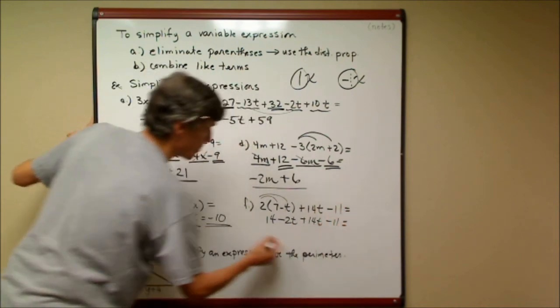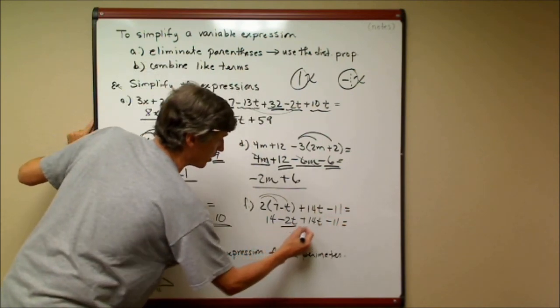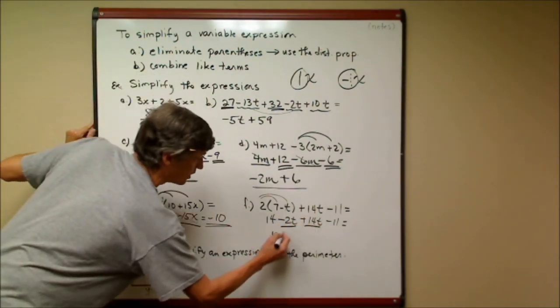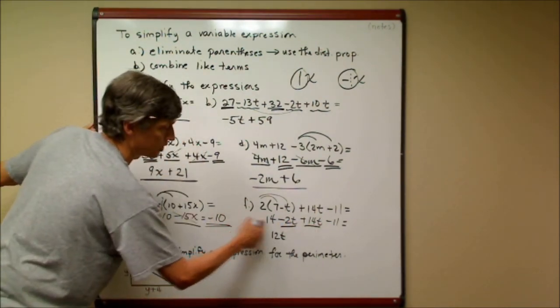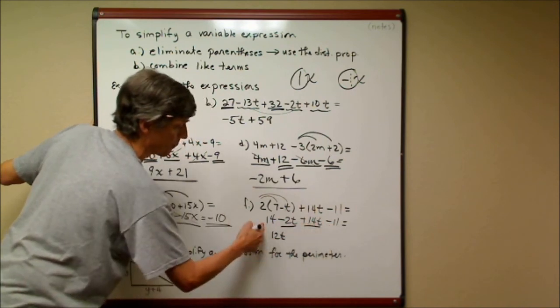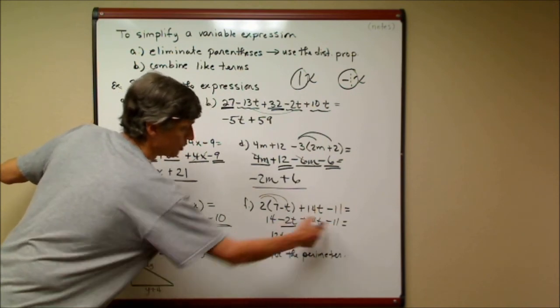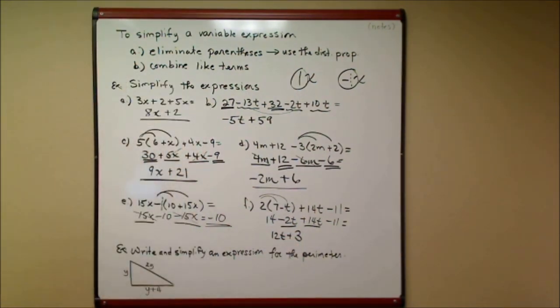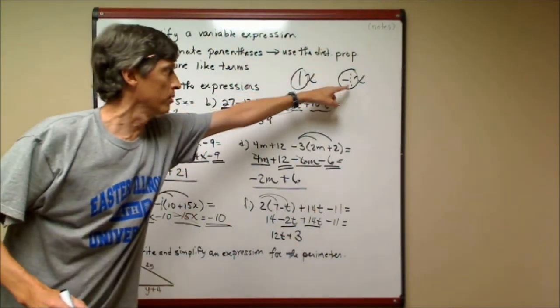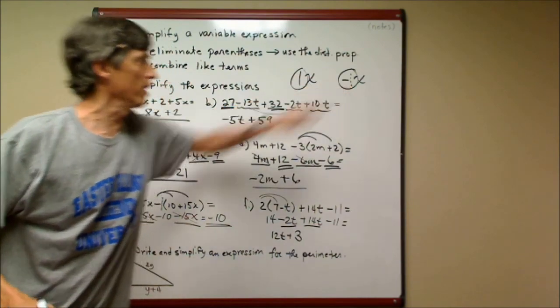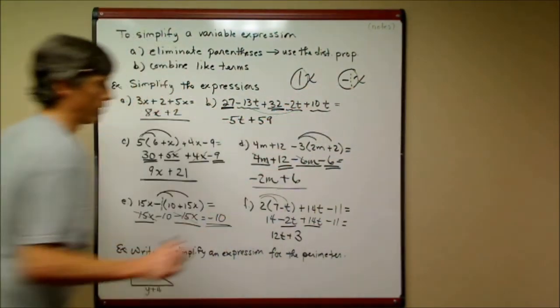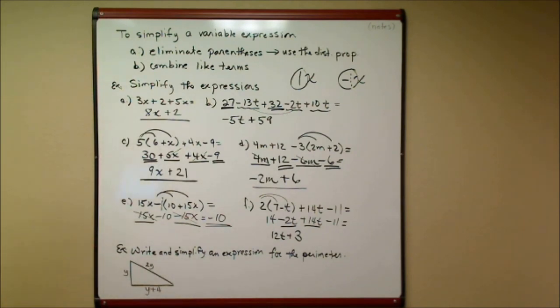And I'm going to combine like terms. I have like terms here and here. A negative 2t and 14t is 12t. A positive 14 and a minus 11, a positive and a negative. You subtract, take the sign of the bigger, I'm going to have a plus 3. And there's my answer. Remember this little trick with your variables. If there's no number in front of the variable, it's understood to be a 1, or if there's an opposite sign, a negative 1. Now the last example is just an application, and we already know how to find perimeter.